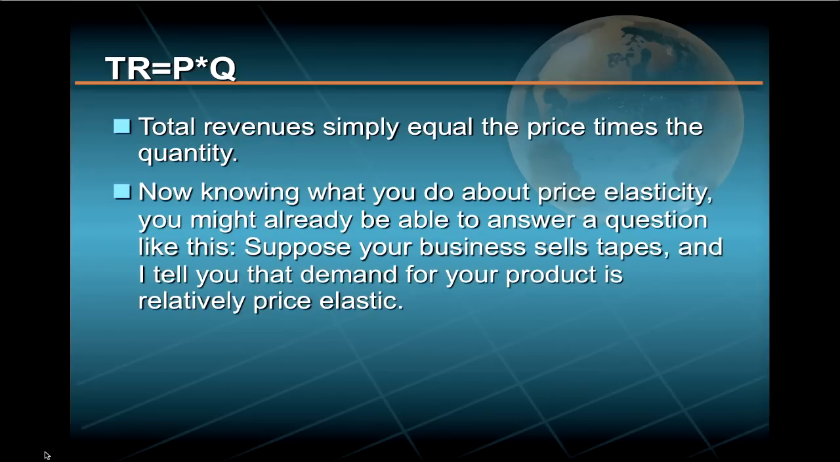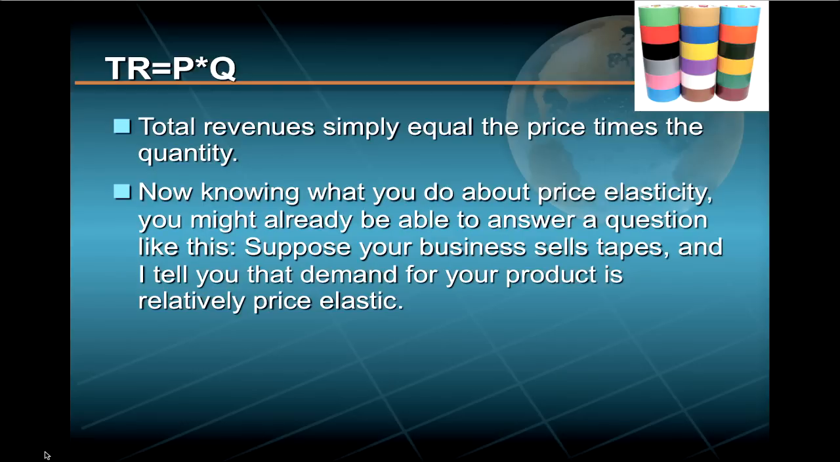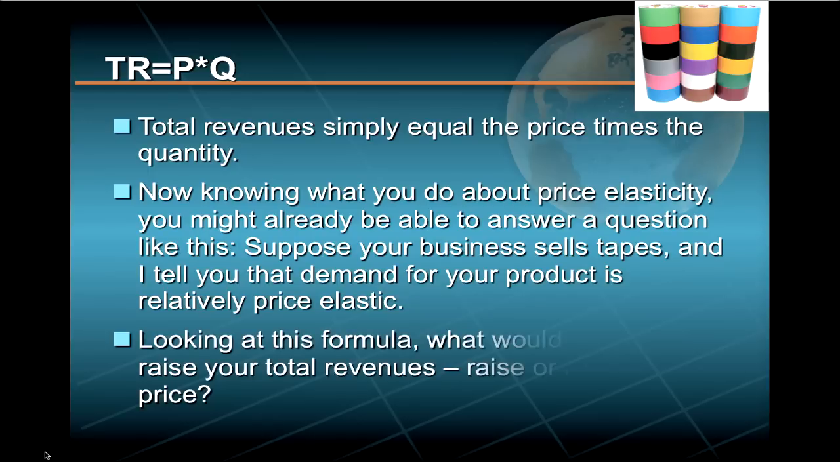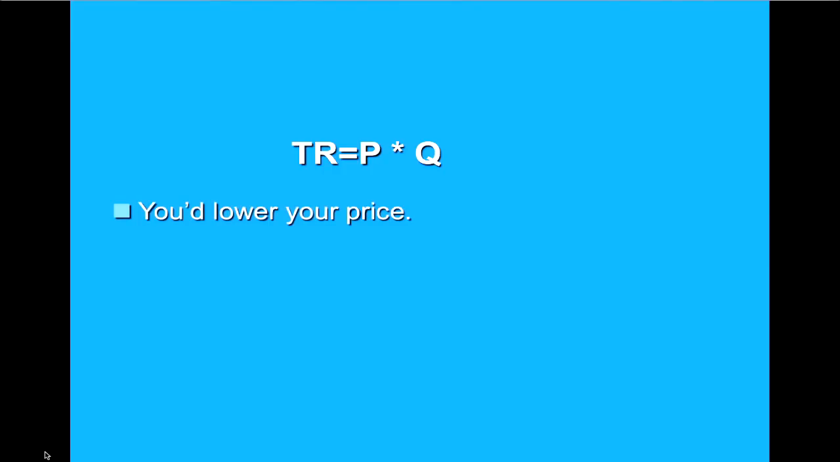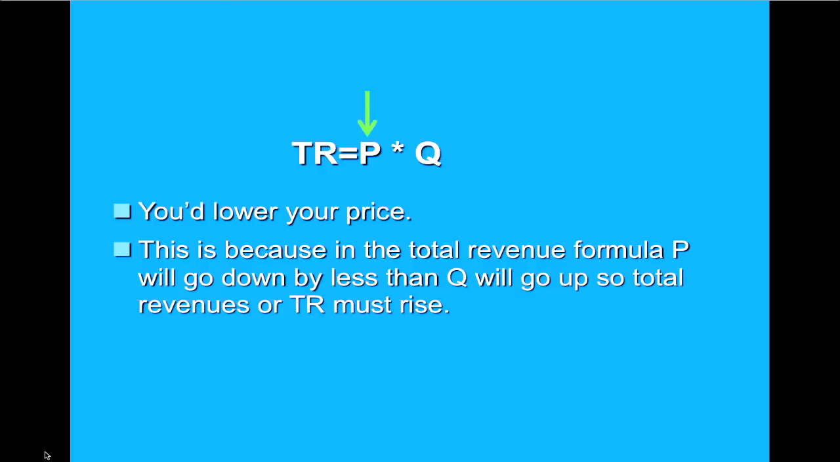Now, knowing what you do about price elasticity, you might already be able to answer a question like this. Suppose your business sells tapes, and I tell you that demand for your product is relatively price elastic. Looking at this formula, what would you do to raise your total revenues? Raise or lower your price? That's right, you'd lower your price. This is because in the total revenue formula, P will go down by less than Q will go up. So total revenues, or TR, must rise.